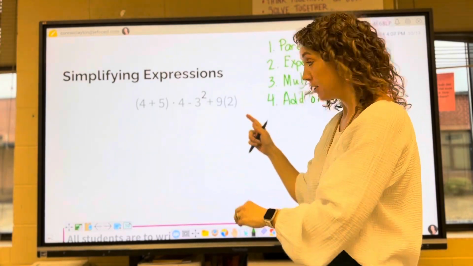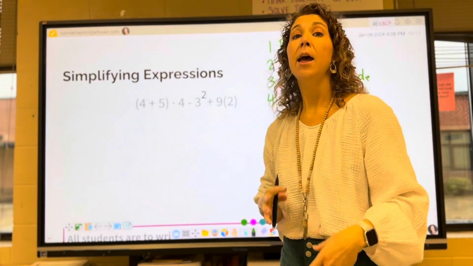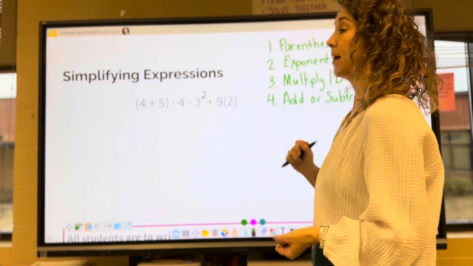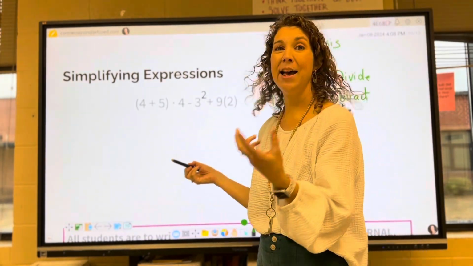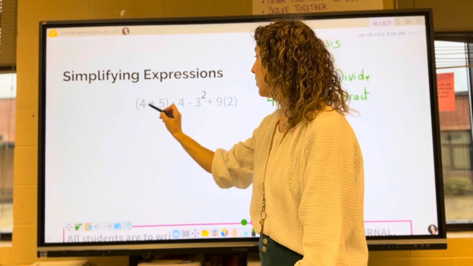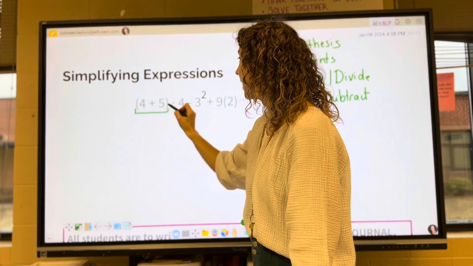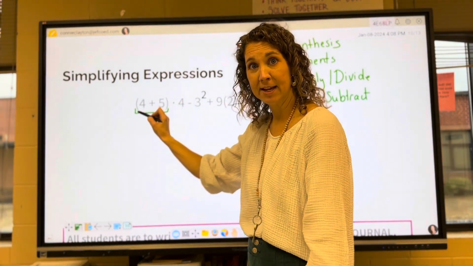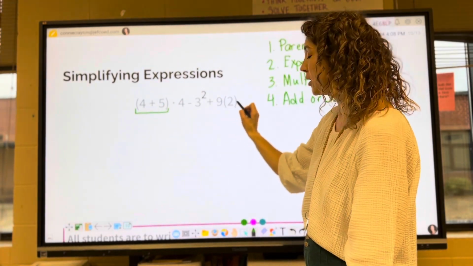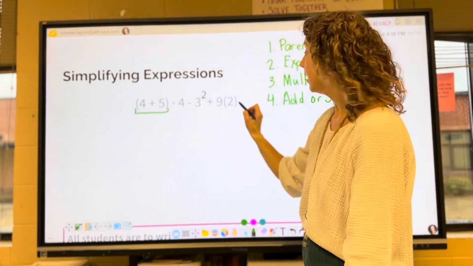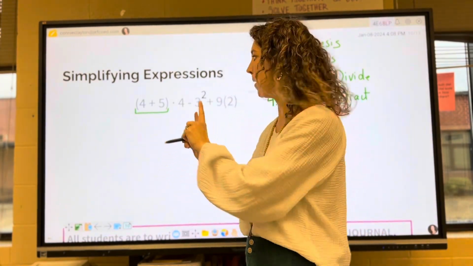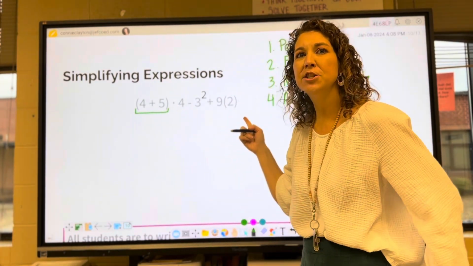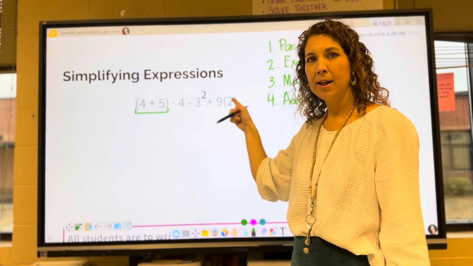So let's look at this. This is kind of a big problem. It starts off with parentheses. Do you see any parentheses in this problem? Actually, you see 2 sets. You see this parentheses, 4 plus 5 is in parentheses. But look over here. We've got a 2 in parentheses. That 2 is not really a parentheses the same way that this one is. There's nothing to do inside that parentheses.